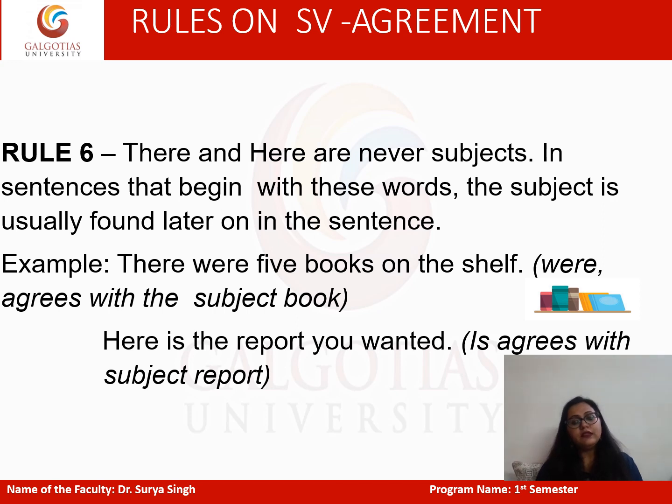Rule number 6. There and here are never subjects. If you find a sentence starting with here or there, you'll always look for the subject somewhere in the later part of the sentence. For example, there were 5 books on the shelf. Now, there is not the subject. The actual subject is 5 books, and as we can see, 5 books is plural. So we'll always take a plural verb, that is, were.